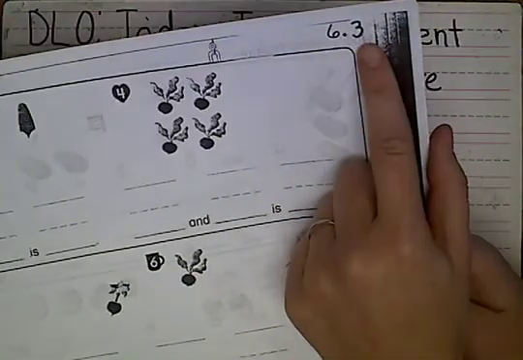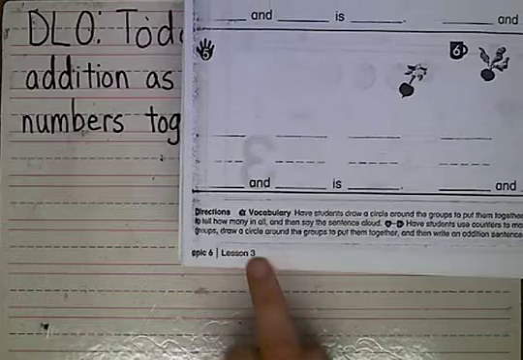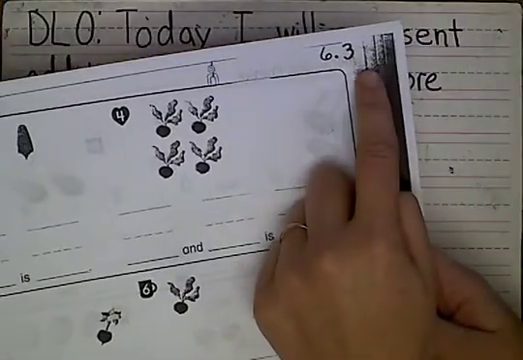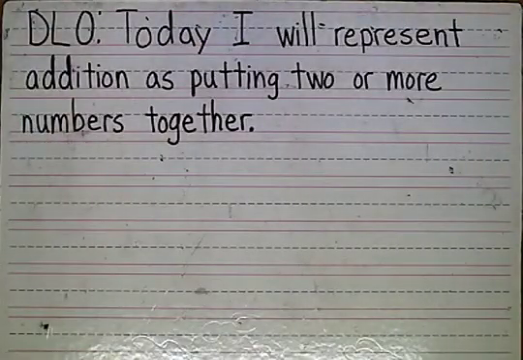So today you will be using lesson 6.3, and on the bottom it says page 211. Topic 6, lesson 3, 6.3, that's what it is, page 211. So this is what you need to use for today. Let's go over our DLO and practice some more adding.